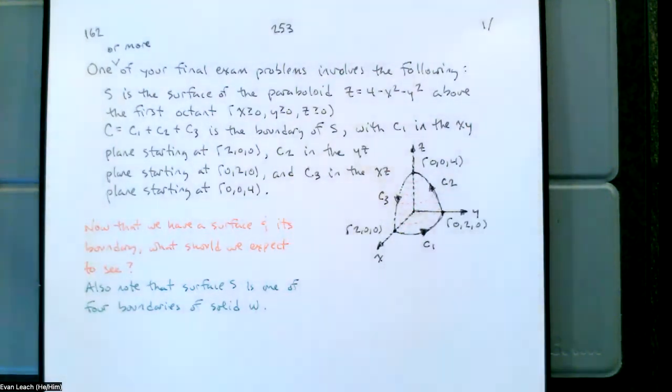C is going to be the boundary of the surface S, where it's broken into these 3 pieces, C1, C2, and C3. So C1 is going to start on the x-axis at (2, 0, 0), and go around through the xy plane to the point (0, 2, 0), and then follows on around, as you can see in the picture. Note that our boundary has the positive orientation that we want. It's going around the surface, and as we go around the boundary, the surface is on our left.